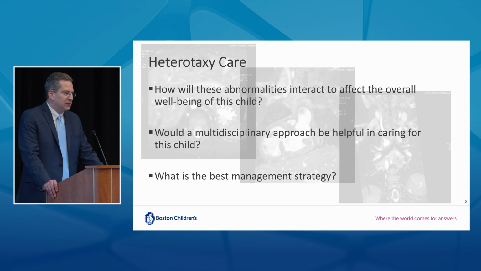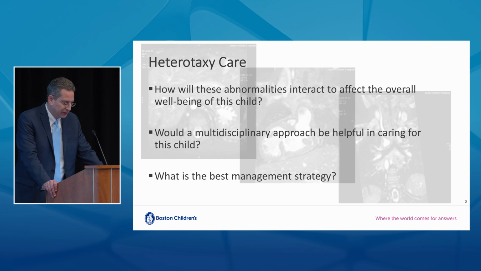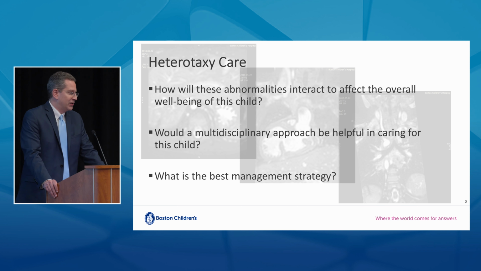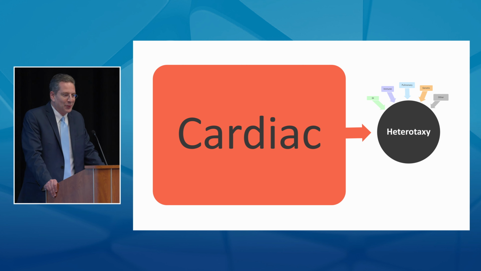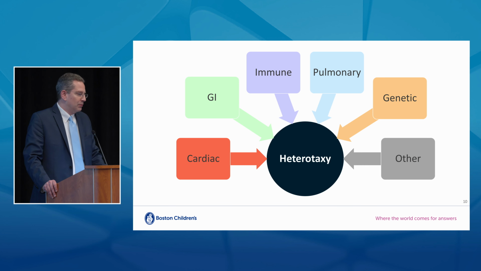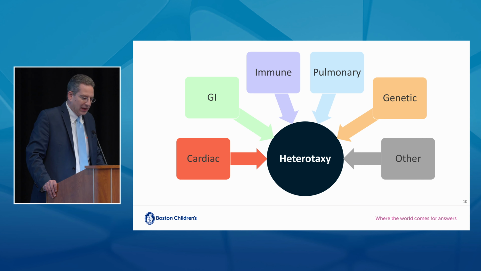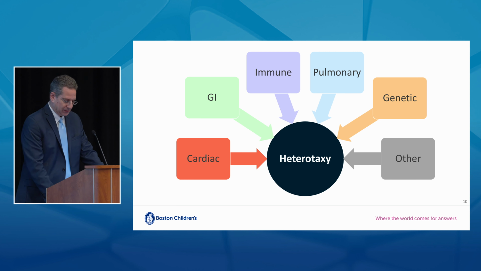So those of us who care for these patients are often left wondering how the different abnormalities interact to affect the overall well-being of a child. Would a multidisciplinary approach be helpful in caring for the child? And what is the overall best management strategy? And this does require a little bit of a shift in thinking from one that, let's just say, is very cardiac up in front, to one that is more balanced in its approach and one that requires the input of other individuals throughout the hospital.